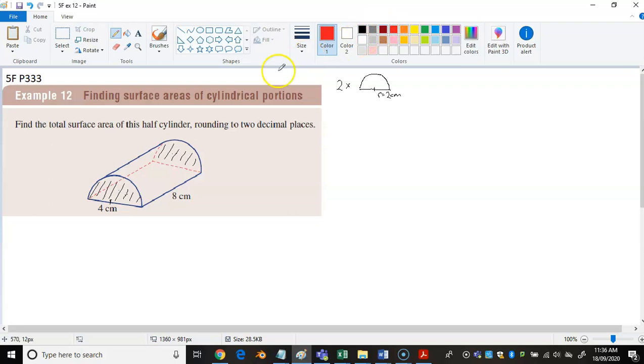All right, so let's have a look at the next one. Now, if we look inside the shape here, we can see that there is a rectangle on the bottom, flat rectangular section there. So we can put the rectangle there, and we're given the measurements for the rectangle. We've got 8 centimeters on the long side and 4 centimeters on the short side. So that's a nice easy one, just our length times width.